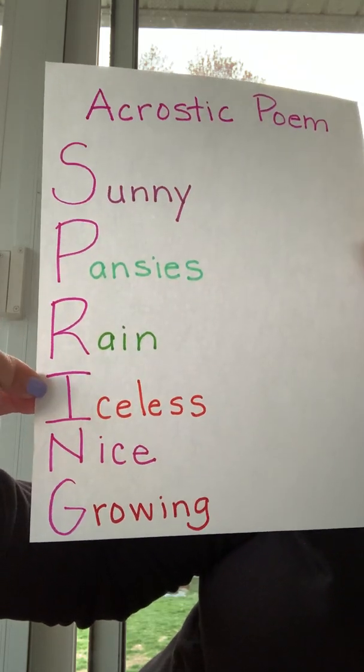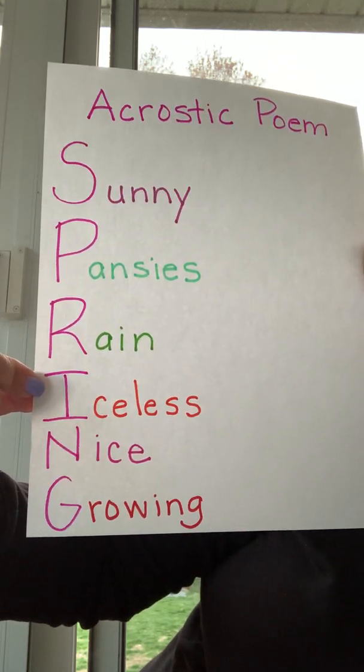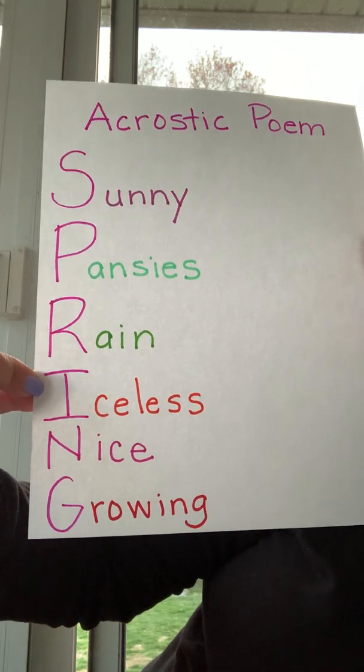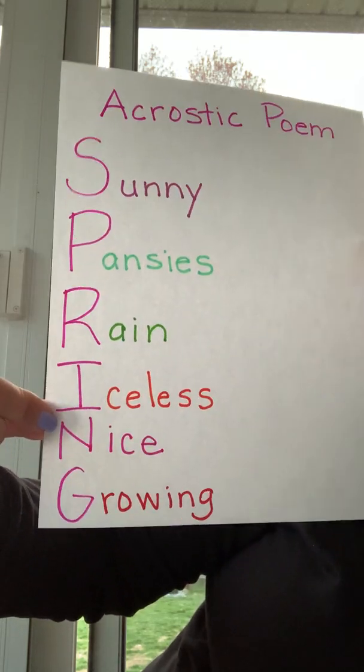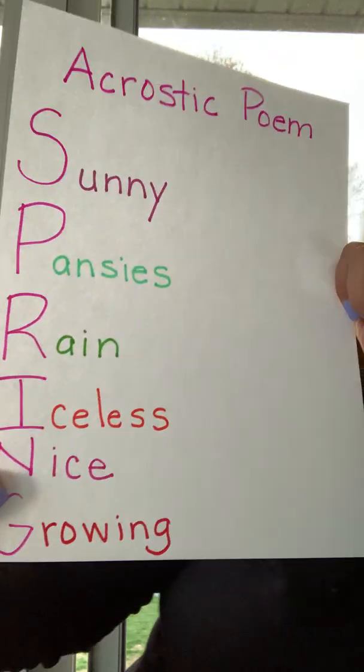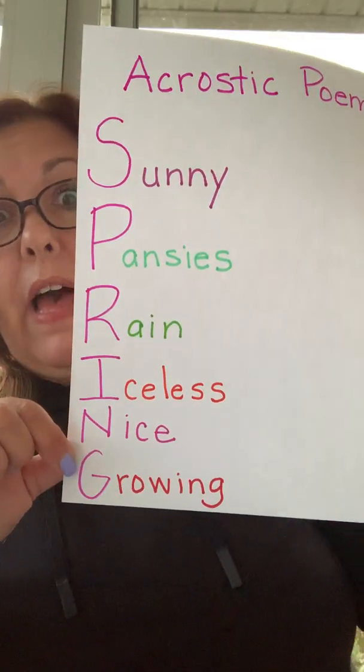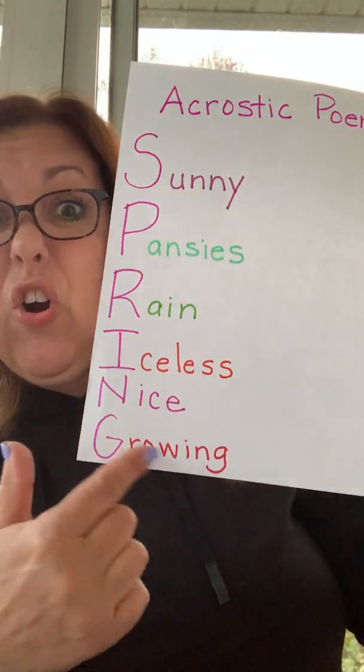For I wrote iceless, because we really don't get a lot of ice in spring. It's nice weather, and it's time to grow some flowers. Let's maybe start some of our gardening. I could use that for letter G as well.